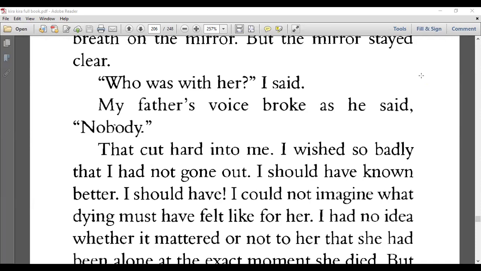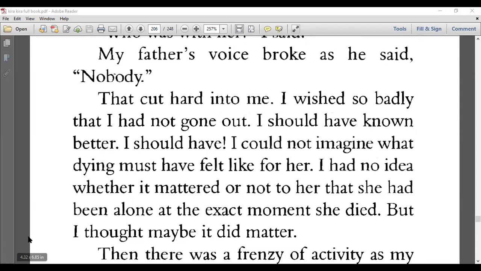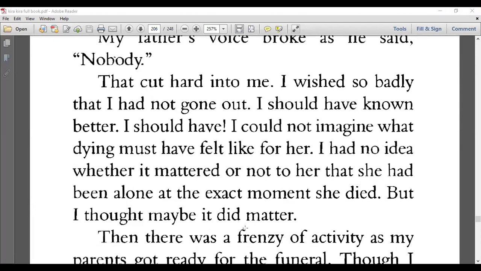Okay, and at this point, Katie was fed up. We could tell that she was tired and exhausted from all the caregiving and all the moodiness that Lynn was in. However, she was still feeling very guilty, and we could see here that she feels extra guilty about the fact that Lynn died alone. "I wished so badly that I had not gone out. I should have known better. I should have." Okay, so here is the feeling of guilt, and it is going to be very hard for Katie. "I could not imagine what dying must have felt like for her. I had no idea whether it mattered or not to her that she had been alone at the exact moment she died, but I thought maybe it did matter."